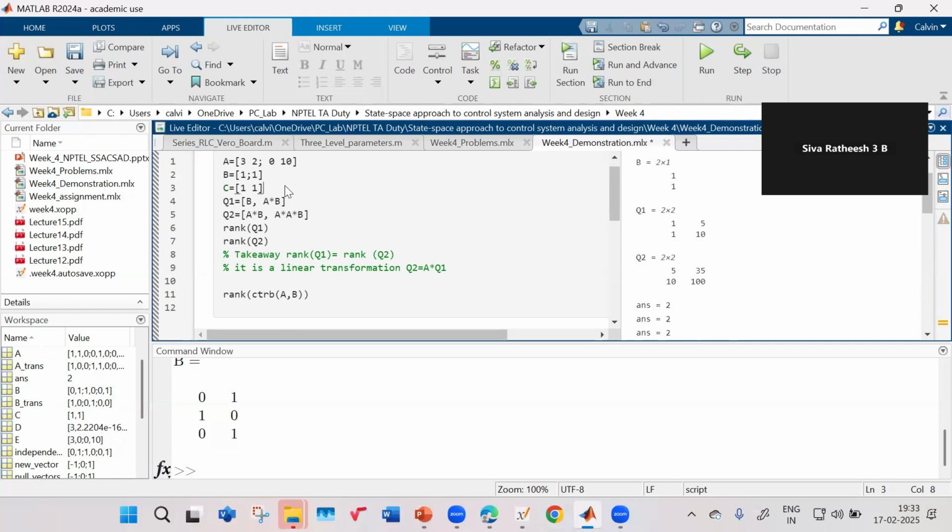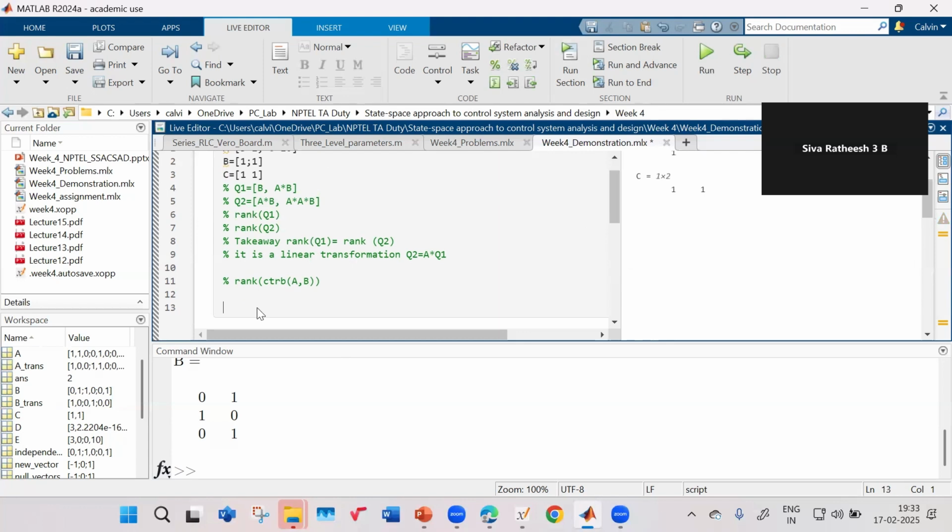Similarly, I have to find observability. So this is C equal to [1, 1], right? These are the two things we have established. So let us say the C matrix is given over here. This is my C matrix, right? C matrix is [1, 1].